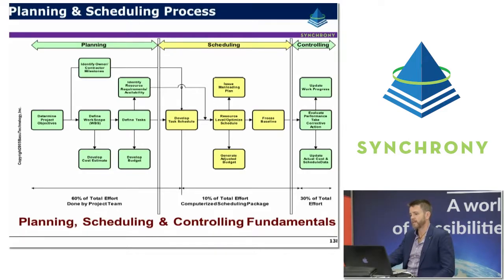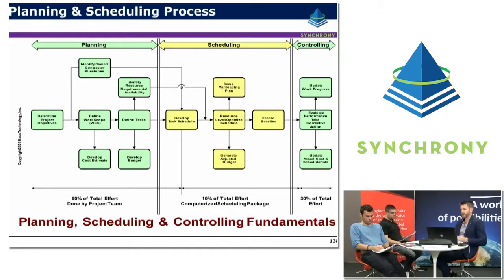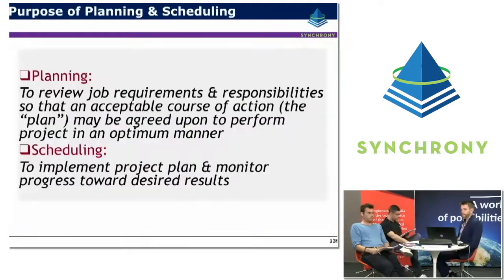So that concept is now broken down into a little bit more detail here, where we have that planning process at the front end, developing a more detailed schedule which results in a freezing of the baseline, and then that controlling aspect, which is performance measurement, measuring earned value and actual costs, feeding that performance back to the project and controlling the project. Planning is basically to review the job requirements and responsibilities so that an acceptable course of action, the plan, can be agreed upon in an optimum manner, whereas scheduling is implementing that project in more detail and monitoring progress towards those results.